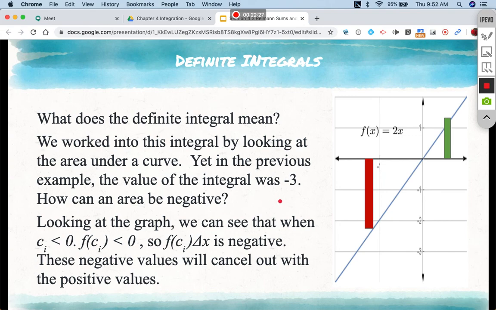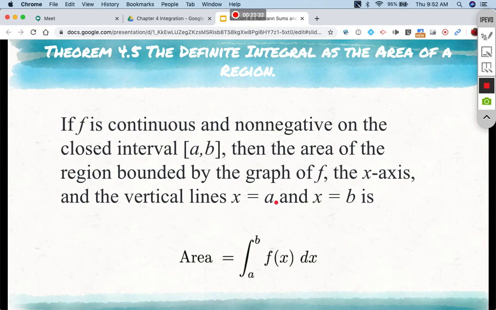There's just one little difference between this and those problems we were looking at yesterday or in the previous section with area, and that's here. Yesterday when we were talking about the area under a curve, we said f had to be non-negative on the closed interval. So if f is continuous and non-negative on the closed interval, then this definite integral is going to give you the area of the region bounded by the graph, the x-axis, and the vertical lines x equals a, x equals b.